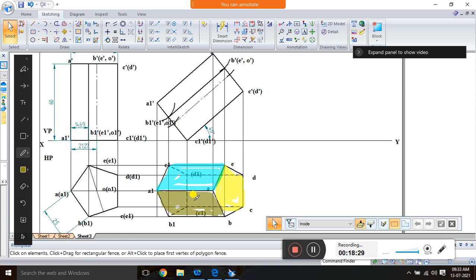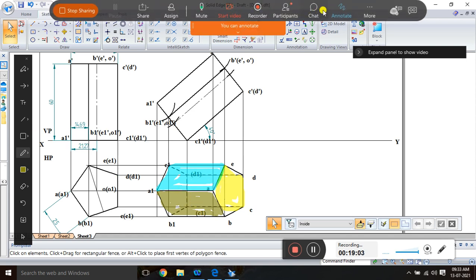And there are some more faces like E1 bracket D1 and DE, it is not visible, and this bracket D1 bracket C1 C and D, it is not visible, and D1 C1 B1 A1 E1, this face is also not visible. So like this there are 4 invisible faces. So 1, 2, 3 and 4, and you can see only these 3 faces as visible. Clear? Okay.